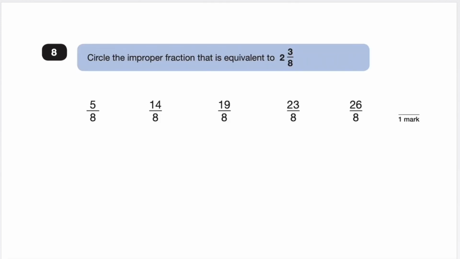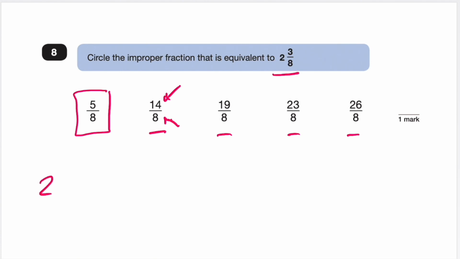Circle the improper fraction that is equivalent to 2 3/8. So what is an improper fraction? An improper fraction is a fraction which has a larger numerator, the number on the top, than the denominator. So this is improper, this is improper, this is improper, and this is improper, but this is actually not improper. So we've got our 2 3/8.